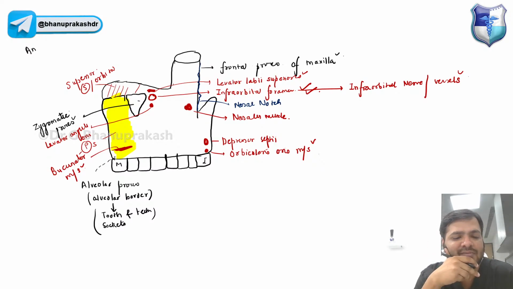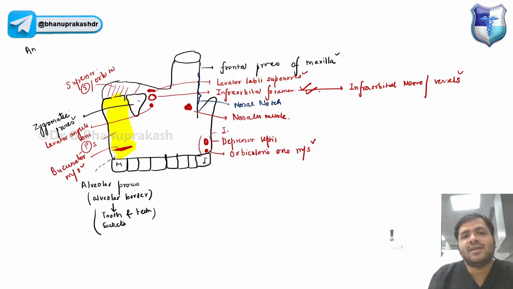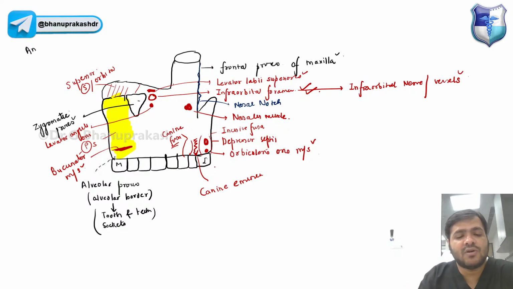So that is something you have to remember. Just above the alveolar process, we have the incisive fossa over here. In this, from medial to lateral, the incisive fossa is present above the incisor. Then outward is the canine eminence, above the canine. And along with the eminence comes the canine fossa. Why does the canine eminence protrude outward? Eminence means a protrusion outward. It is caused by the root of the canine tooth.